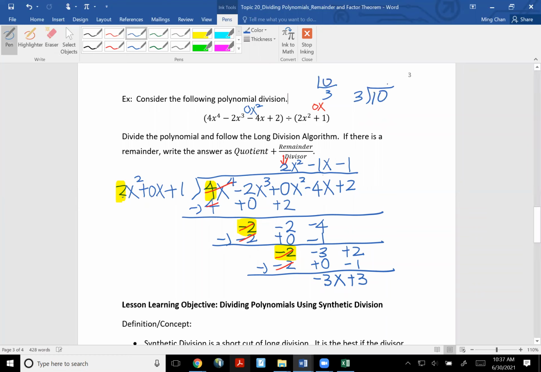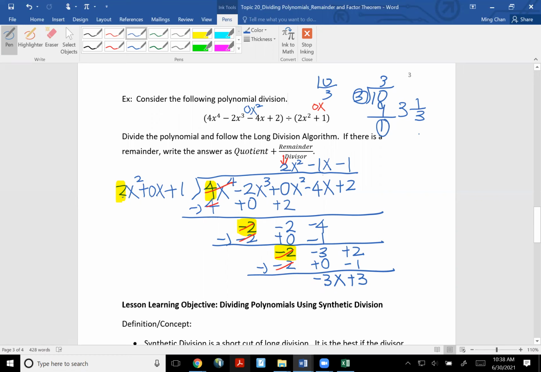3 goes into 10 three times. That's 9. Remainder is 1. So 10 over 3: you just think about division and write your answer as a mixed number. When you write your answer as a mixed number, it will be the quotient plus a fraction, right? A mixed number is a whole number plus a fraction. So when you have 10 over 3, you say that's 3, and the remainder becomes your numerator. Your divisor is still the same. So you get 3 and 1 over 3.